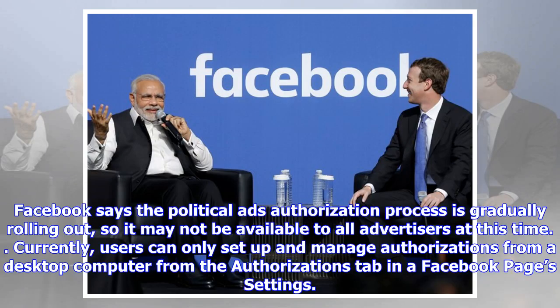Facebook says the political ads authorization process is gradually rolling out, so it may not be available to all advertisers at this time. Currently, users can only set up and manage authorizations from a desktop computer from the Authorizations tab in a Facebook page's settings.